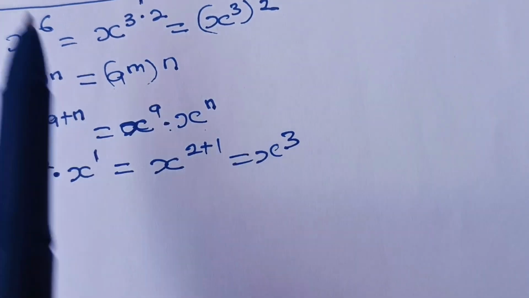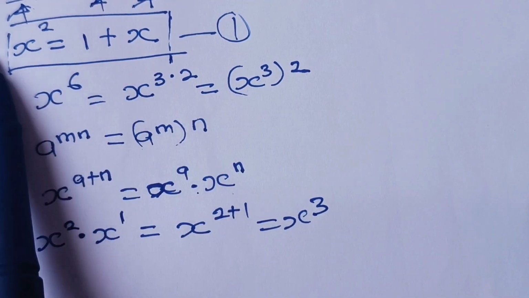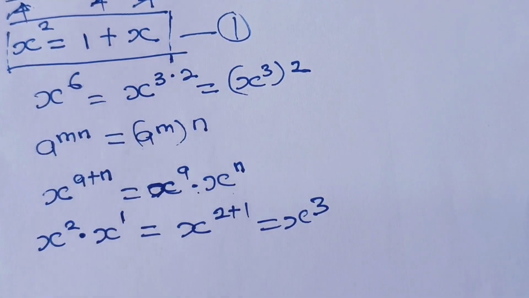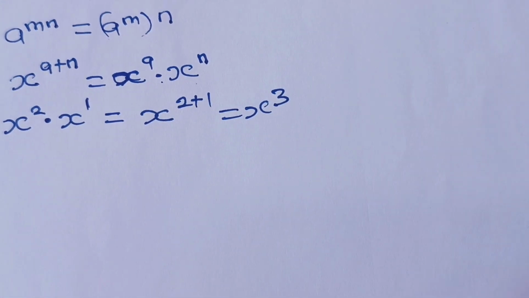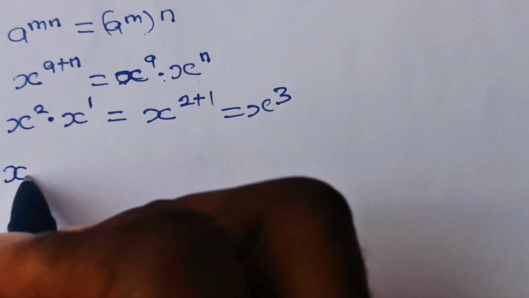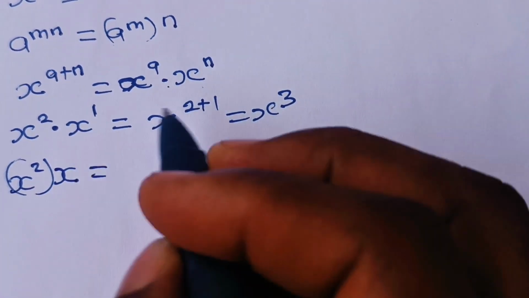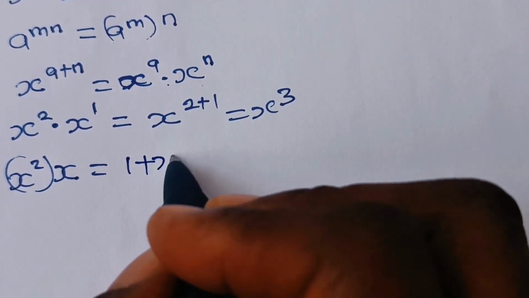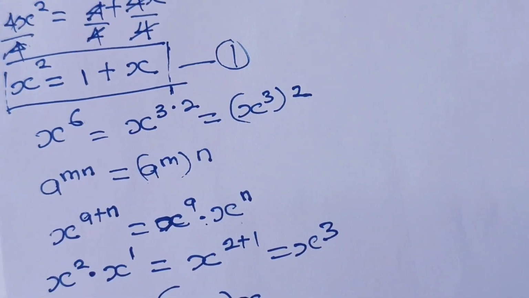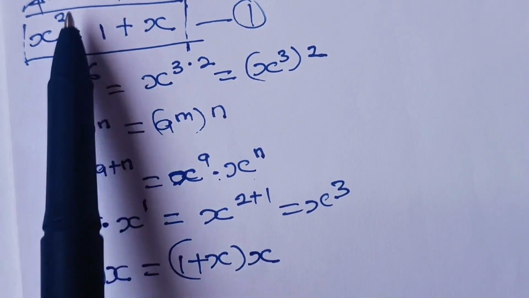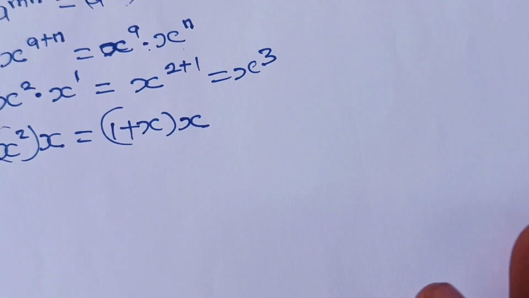So that means that if I multiply equation 1 by x, if I multiply through by x, I'll get x to the power of 3. So let's multiply equation 1 by x. So if I do that, I will have x to the power of 2 multiplied by x is equal to 1 plus x multiplied by x, right? So this is what I'm doing so that I will not be confused. So I multiply this by x and I'm multiplying this side by x as well. So that is what I did.